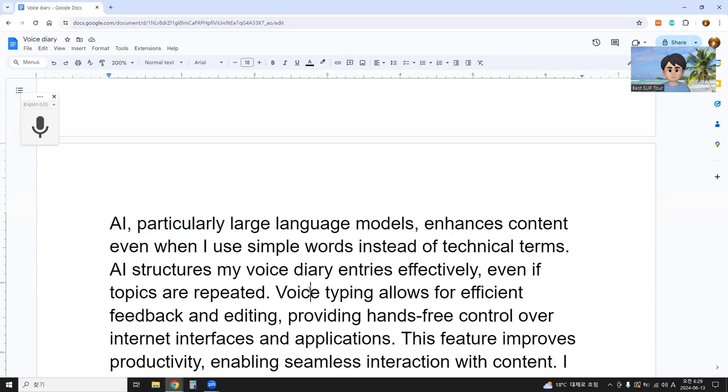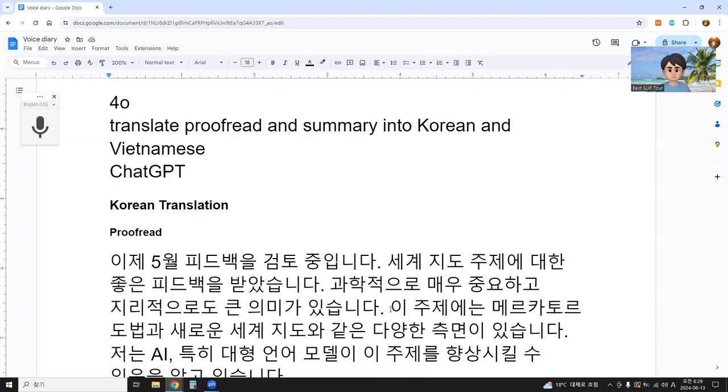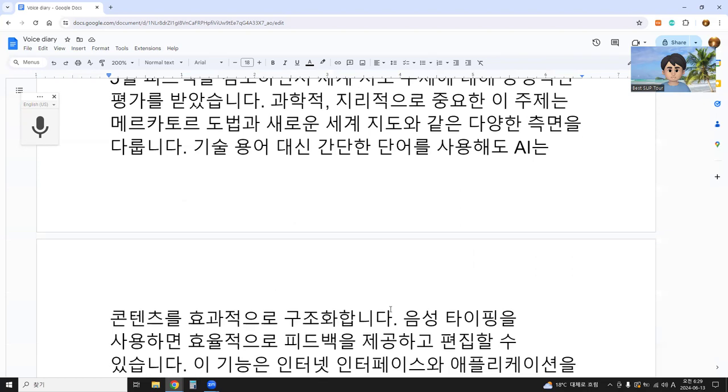Voice typing allows for efficient feedback and editing, providing hands-free control over internet interfaces and applications, and this feature improves productivity and enables seamless interaction with the content. I continue to learn specific terms like projection, latitude, and GPS, building my vocabulary for better expression. Please inform me of any needed sentence improvements. And now for the Vietnamese.